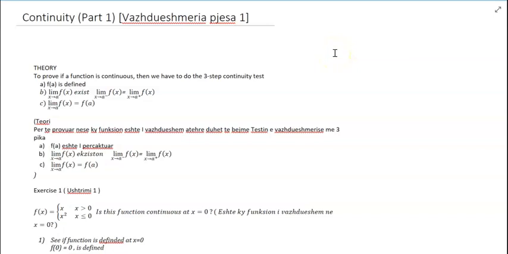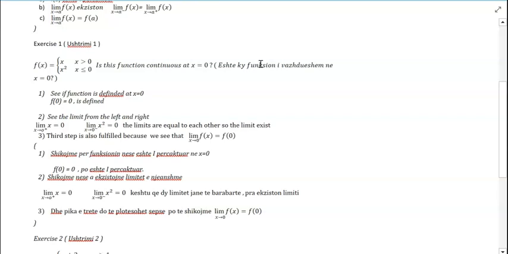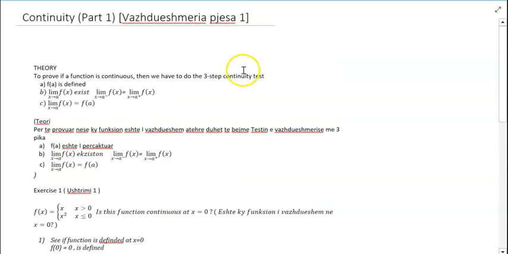Today we're going to continue about continuity in mathematics and what the three-step continuity test is. I made two exercises as an introduction to this topic, and a little bit of theory right there. Okay, let's begin with the theory first.